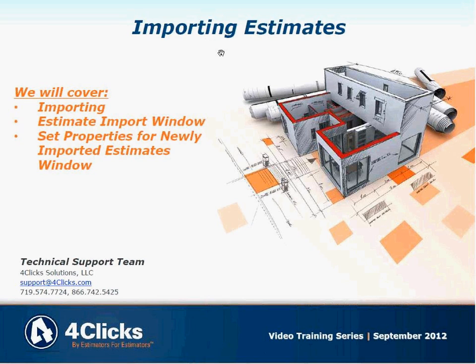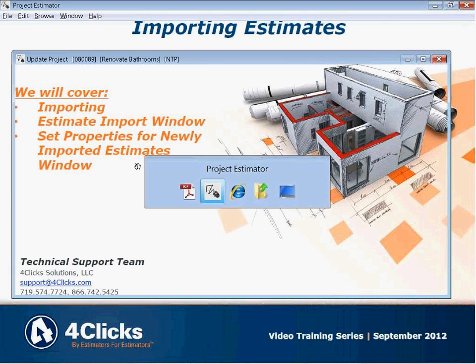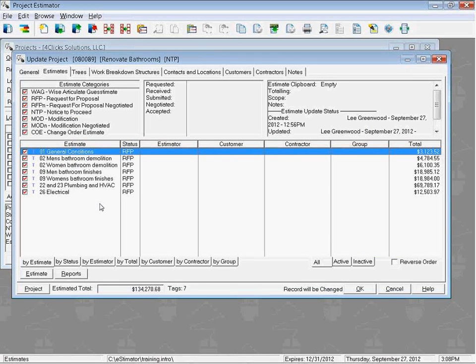Okay, so in this importing estimates video, we're going to look at importing estimates. We'll look at the Estimator import window, as well as the set properties for newly imported estimates window, and some of the options on each of those. So let's switch over to E4 Clicks, and we're going to start from the Estimates tab of the Update Project window, right where we were at the end of the Exporting Estimates video.